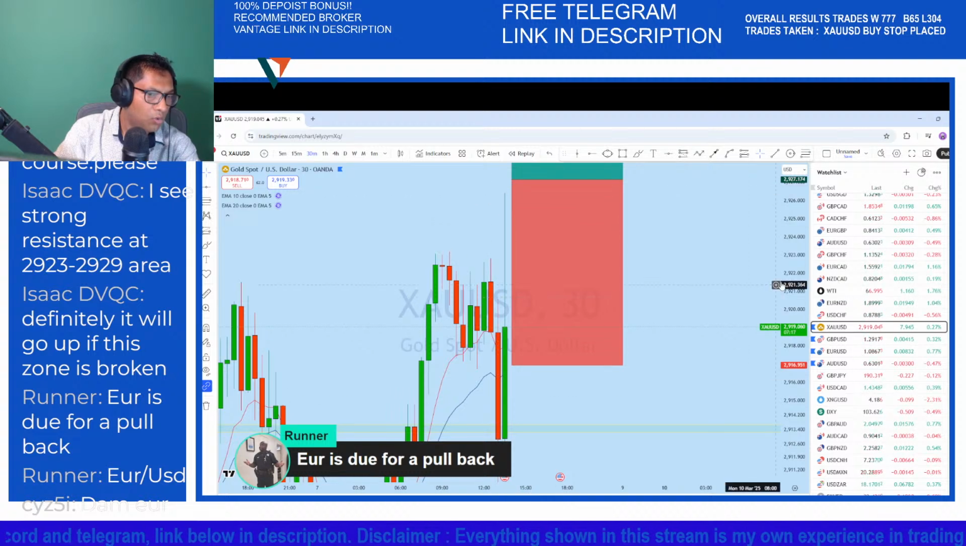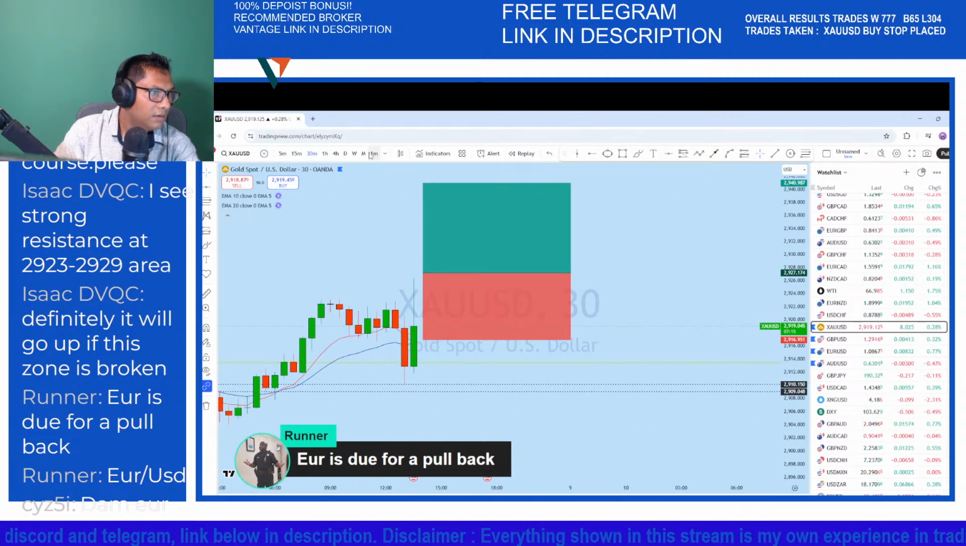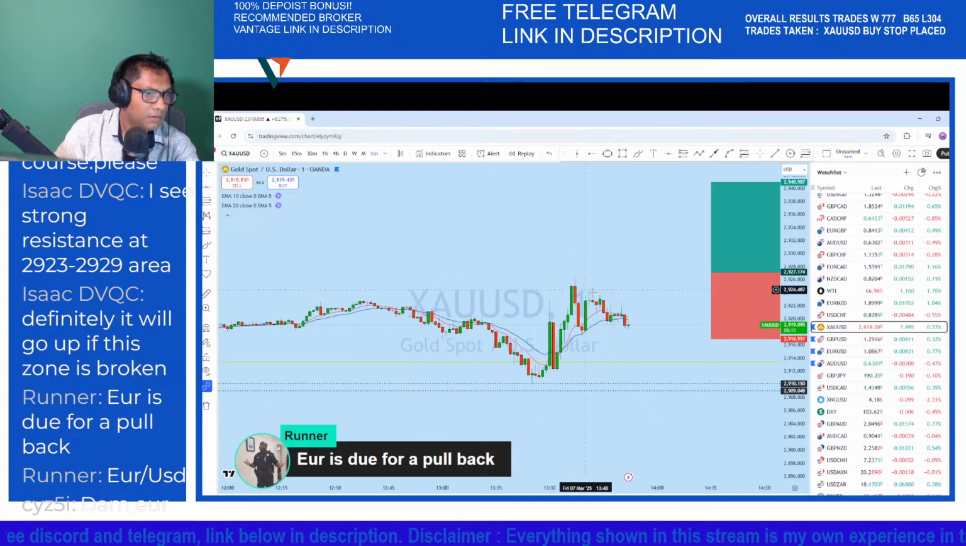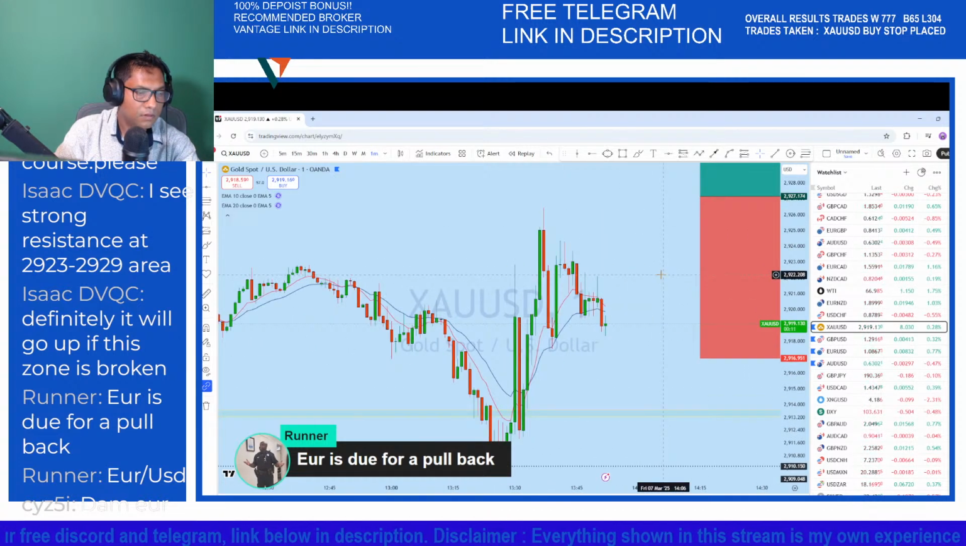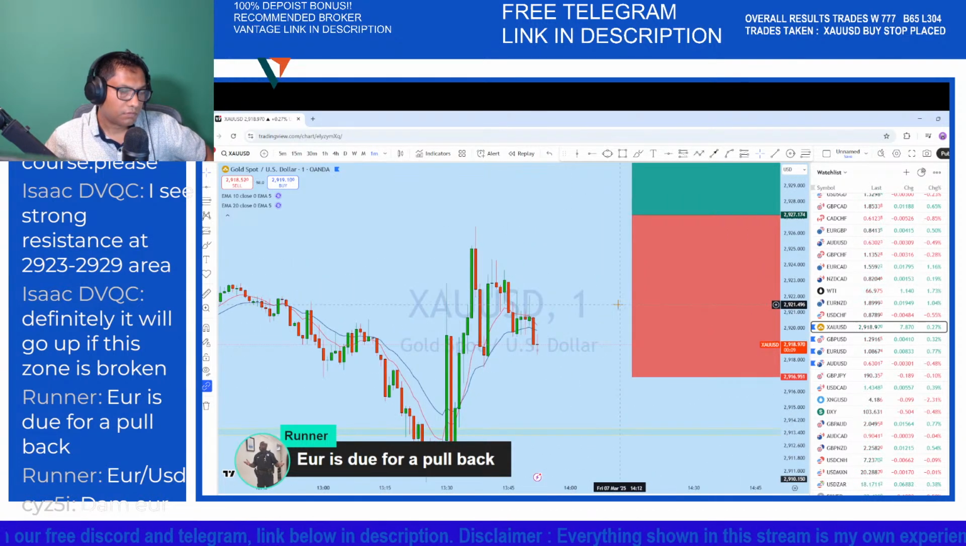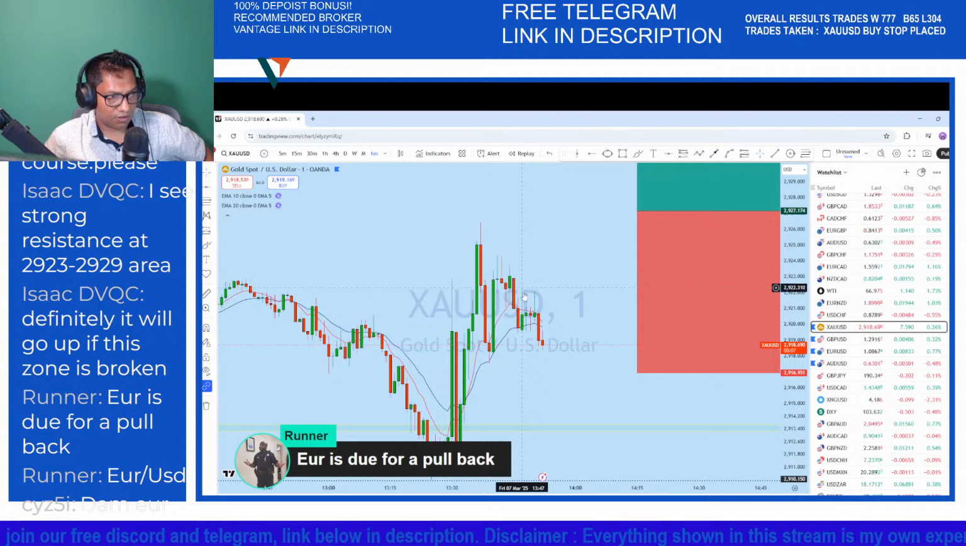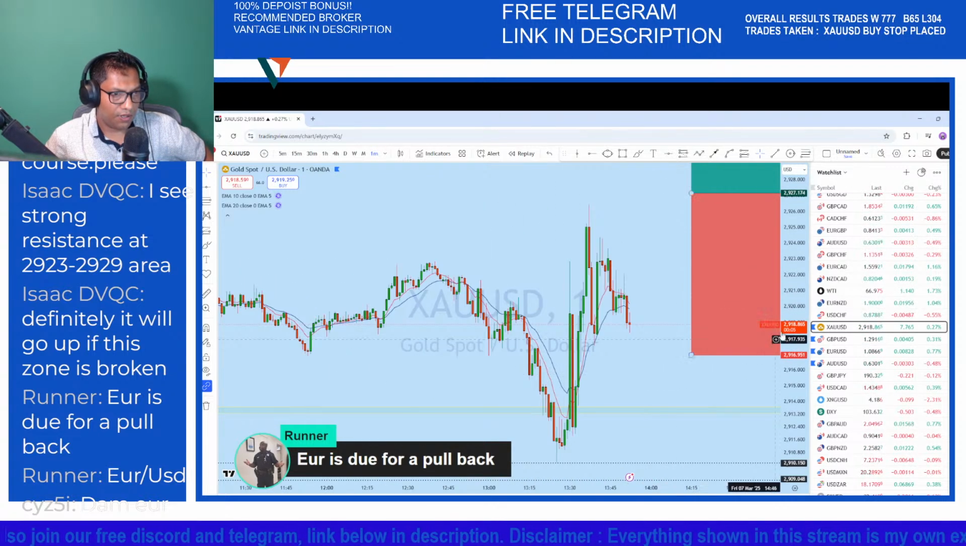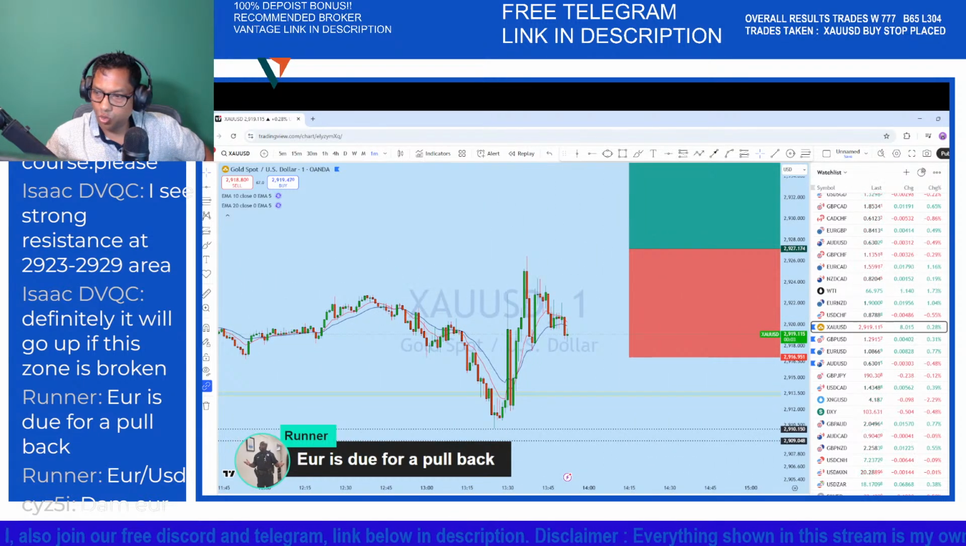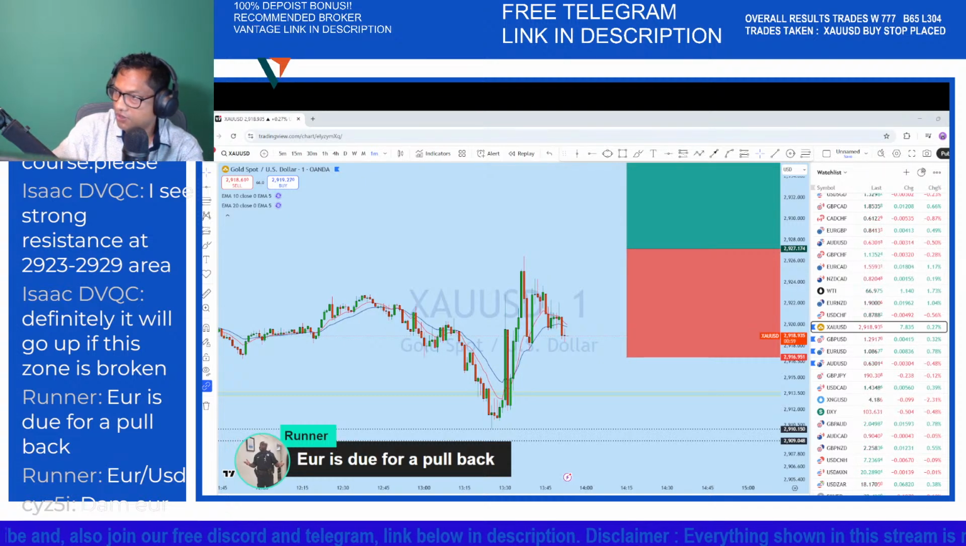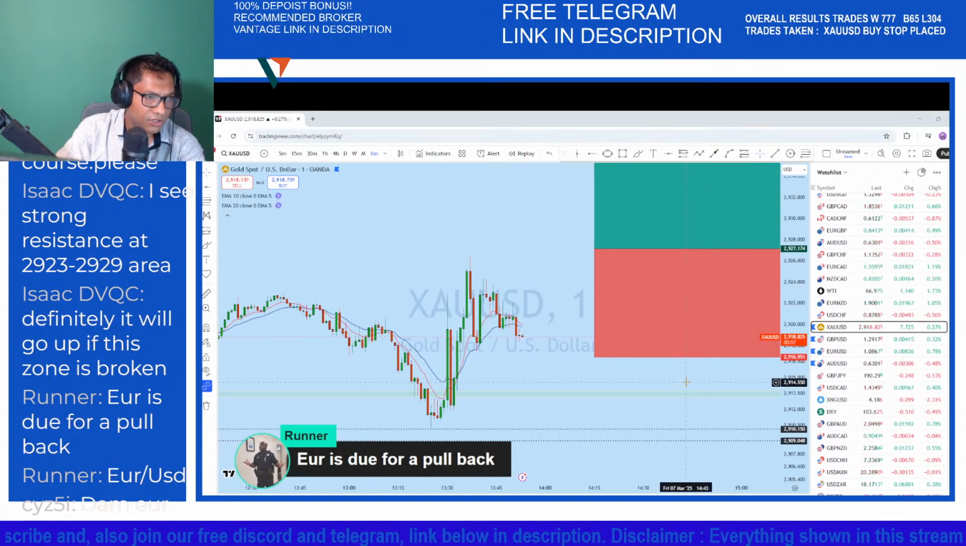So very long wick candle here. If the market keeps pushing down, we will be closing the pending order and we will be waiting for change of direction, change of trend, change of order.